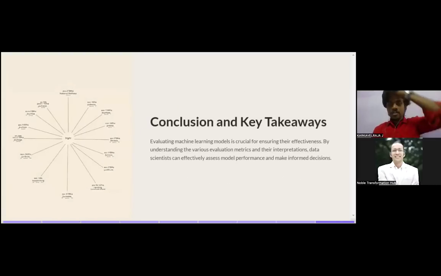So what is the conclusion and key takeaway? We have evaluation metrics. Evaluating machine learning models is crucial for ensuring their efficiency. By understanding the various evaluation metrics and their interpretations, data scientists can effectively assess model performance and take informed decisions. That's true, right? Based on this decision, we can evaluate whether this model works for this data set or not, so that we can move forward with the model, or we can fine tune it.